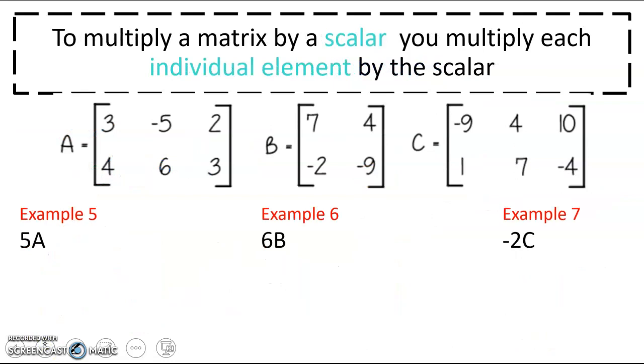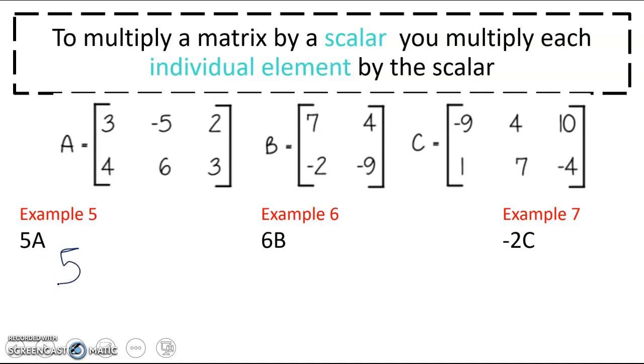Now, the last thing that I'll do on this video is basically multiplying a matrix by a scalar. Basically, multiplying a matrix by a scalar is essentially taking a matrix and multiplying it by a number. A scalar is essentially just a fancy word for a number, okay? And again, it's a fairly straightforward concept, starting with 5A over here.